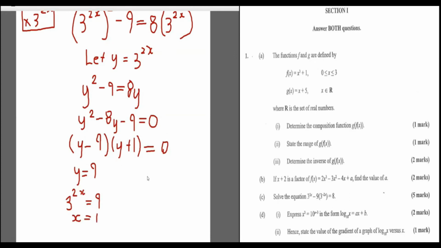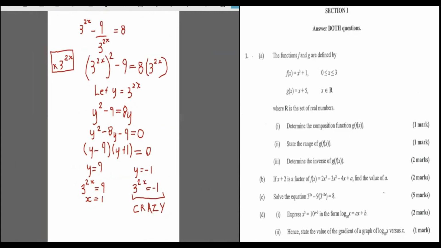From over here, so now we're really saying that y is negative 1. And if y is negative 1, then what we're really saying is 3 raised to the power of 2x is negative 1. But this is not valid. This is crazy. This has no solution. You can tell them. Don't be afraid to say that this is crazy. And so the solution is x equal 1. You cannot raise a number to a power and get a negative answer. Now, once you finish and you get that x is 1, you can test your answer.